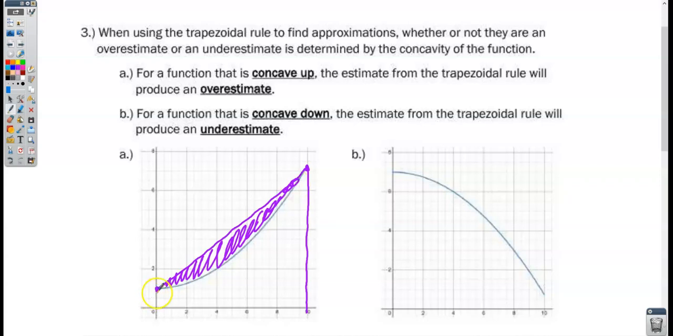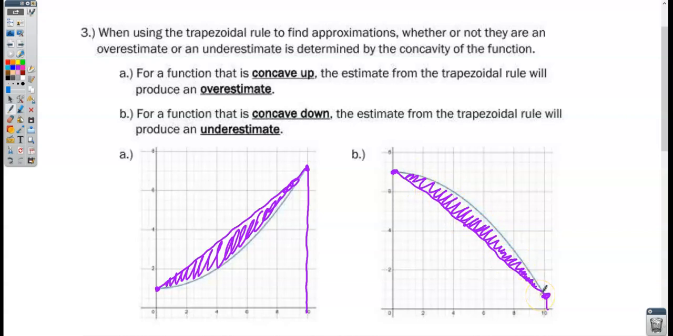So here we've got a curve that's concave up, therefore the trapezoidal rule results in an overestimate. Here we've got a curve that's concave down, and the trapezoidal rule results in an underestimate, and we've got all this undercounted area here.